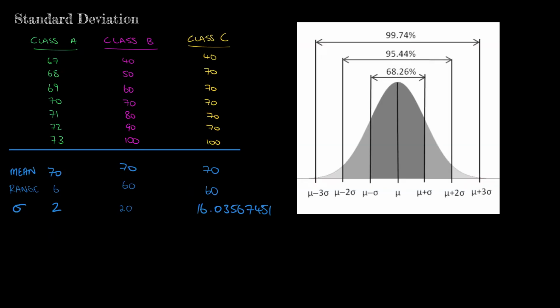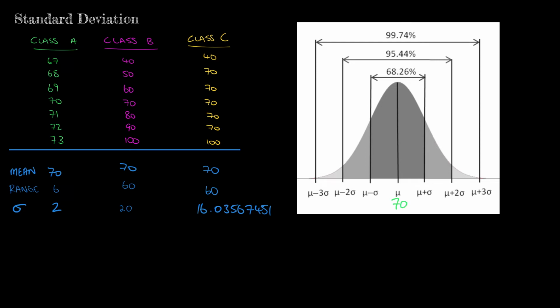So now I want to show you what this actually looks like if we were to put it into the bell curve. I'm going to take the first class. It has a mean of 70 and it has a standard deviation of 2. So I'm going to put the mean of 70 in. 70 represents the mean, so the average is 70.